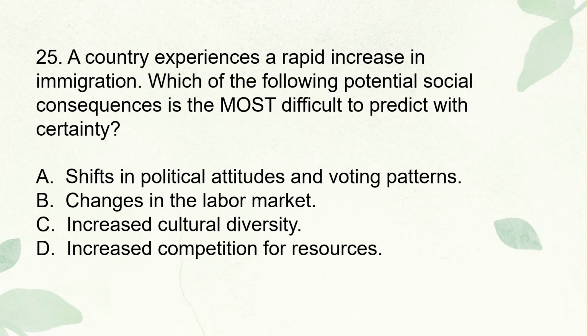Number 25. A country experiences a rapid increase in immigration. Which of the following potential social consequences is the most difficult to predict with certainty? Letter A, shifts in political attitudes and voting patterns. Letter B, changes in the labor market. Letter C, increased cultural diversity. Or letter D, increased competition for resources.